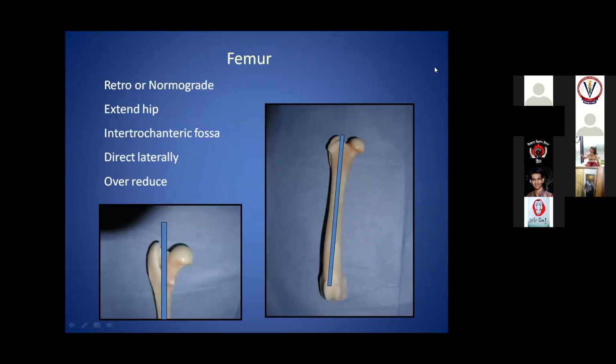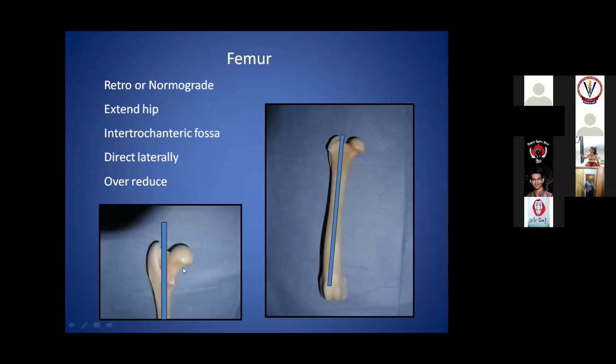For example, if you take a femur, the entry point for the femur is in the trochanteric fossa. This is the trochanteric fossa. If you take the anatomy of the femur, this is the medial aspect of the femur where there is a femoral head, and this is the lateral aspect of the femur where there is a greater trochanter.